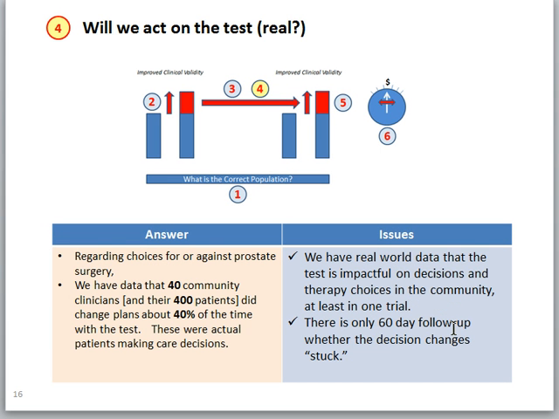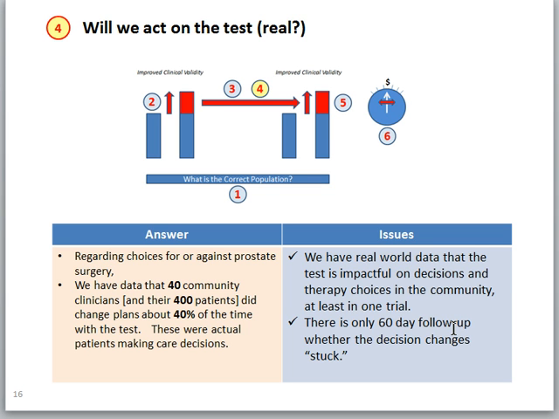Question 4, can we act on the test in the real world? Well, regarding this choice, let's say that the company has got data where they looked at 40 community clinicians, and they had a total of 400 patients, and they did change plans about 40% of the time. And these were actual patients making actual care decisions.